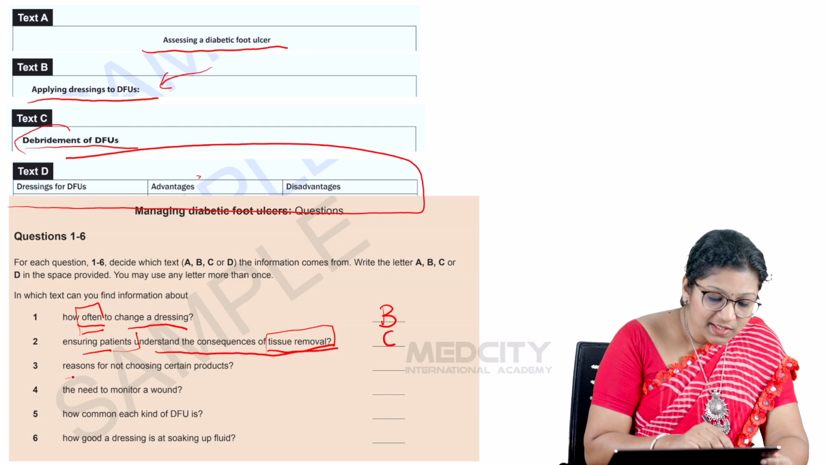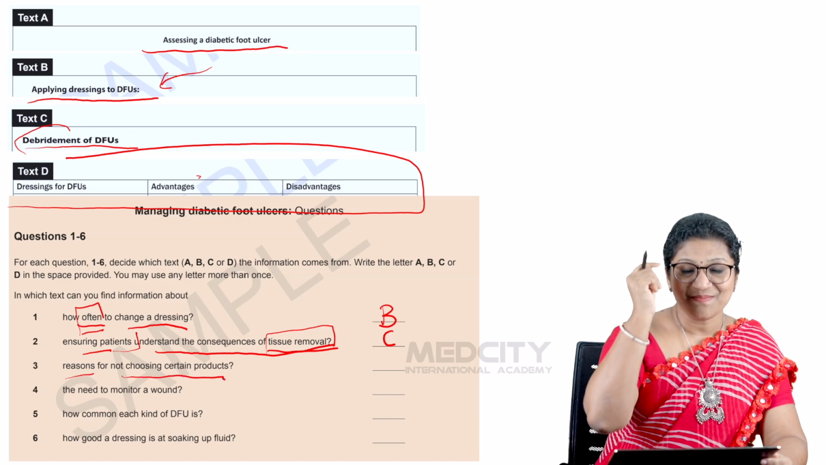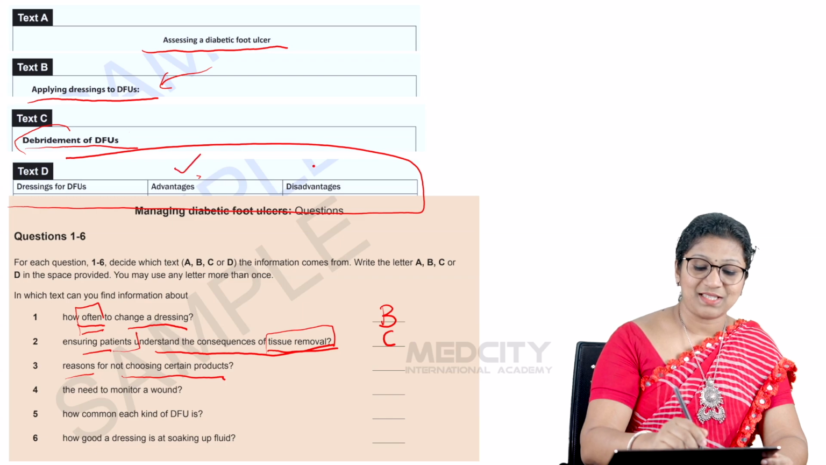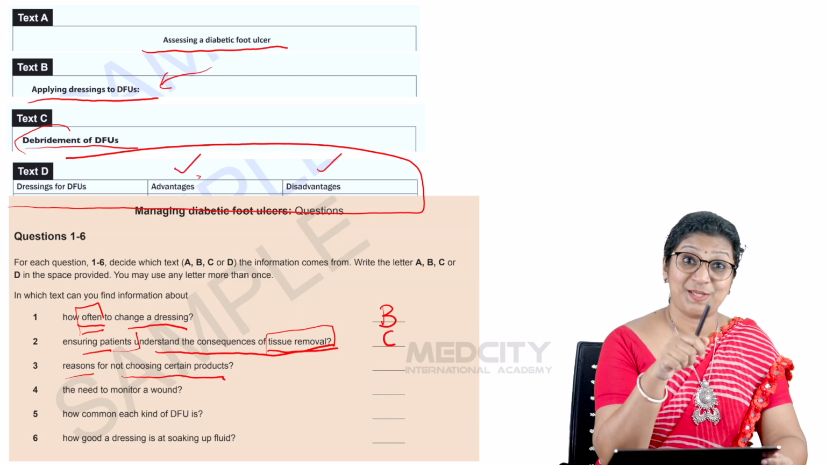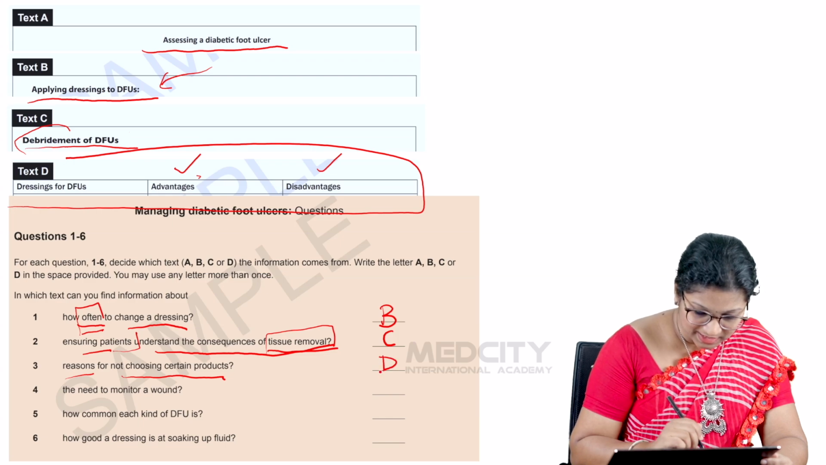What about reasons for not choosing certain products? Of course, immediately we remember advantages, disadvantages. Remember what we read? Cost. Okay. So yes, in that case, this would be text D.